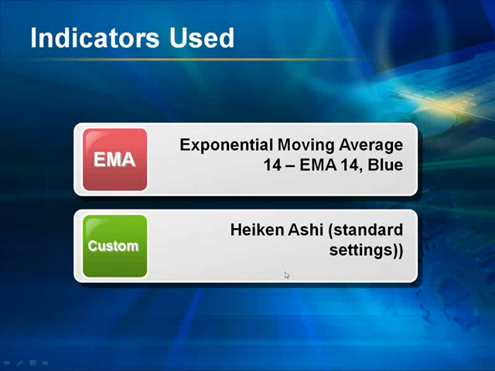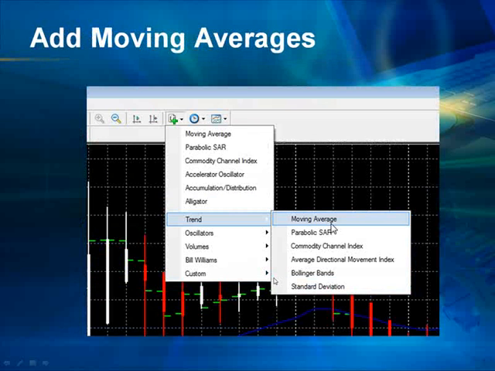The indicators we're going to use in this system, I'm just going to give you an overview here, and then we'll actually show you how to set them up on MetaTrader. We're going to use an exponential moving average. A 14-period EMA in blue color is what I'm going to add to the charts. And then we're going to use a custom indicator, or at least it's listed as custom in MetaTrader, the Heiken Ashi indicator, and I'll show you what that is in just 1 second.